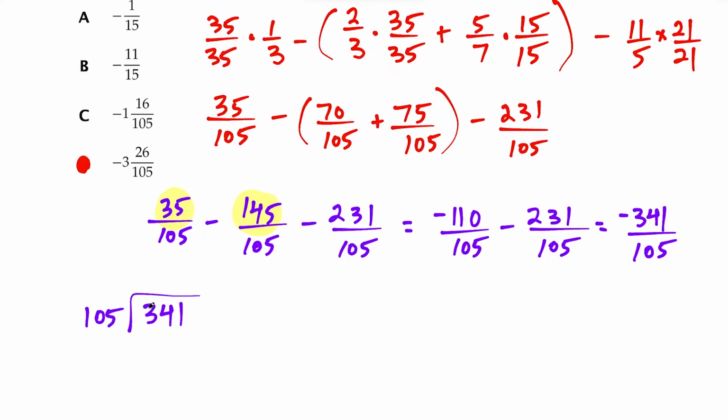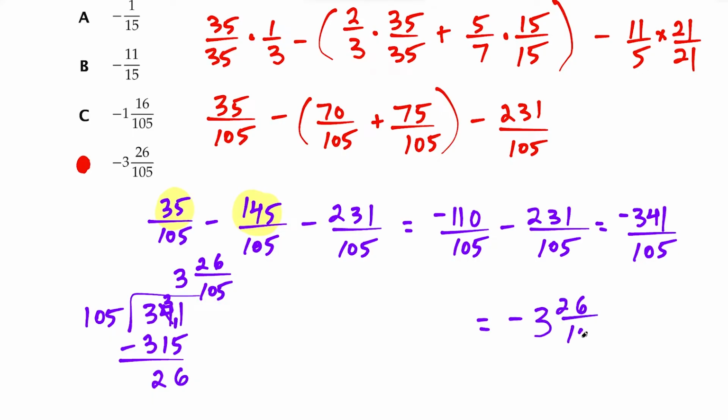And now from here, I know that 105 is going to get us close to 341 if we multiply by 3. And 3 times 105 works out to 315. And now I subtract, and I'll borrow here. So we have a 3 left. I put a 1 here. 11 minus 15 is... actually 11 minus 5 is 6, and 3 minus 1 is 2. So we get a remainder of 26 over 105. But now I just have to tack on the negative here. So we're going to have negative 3 and 26 over 105. So if we do this by hand, we're still going to get choice D.